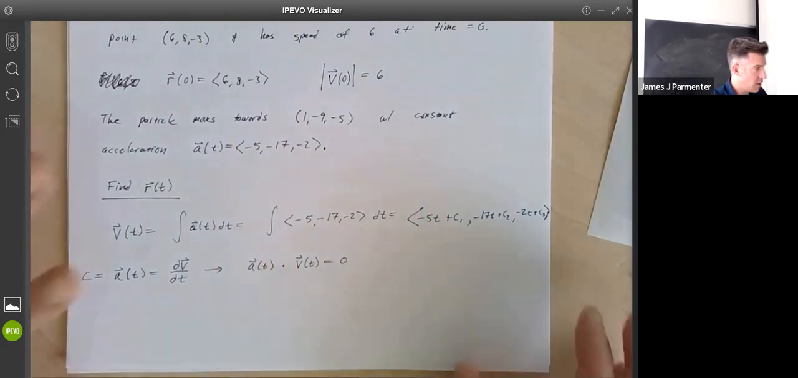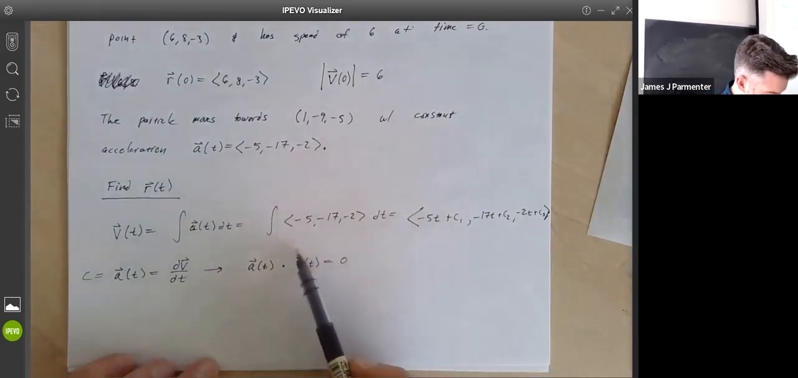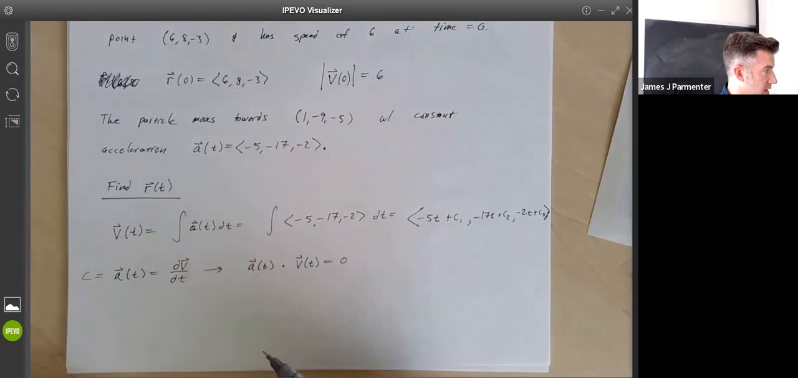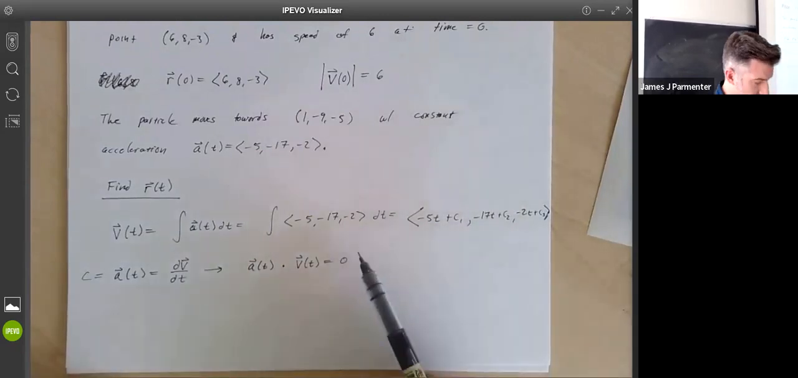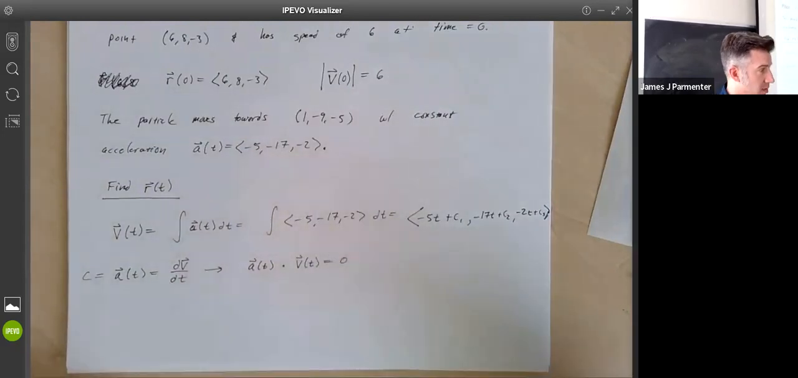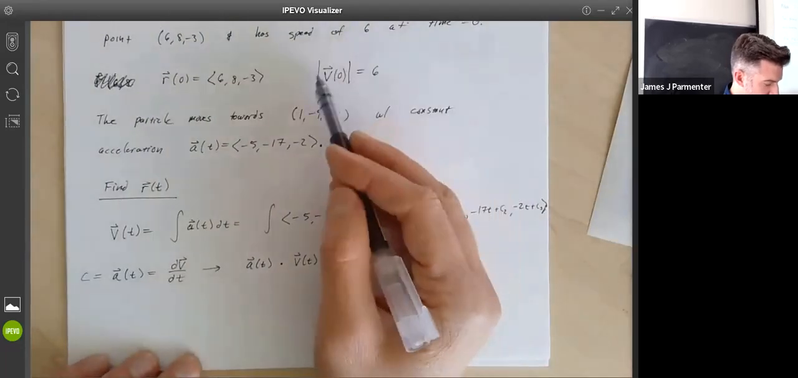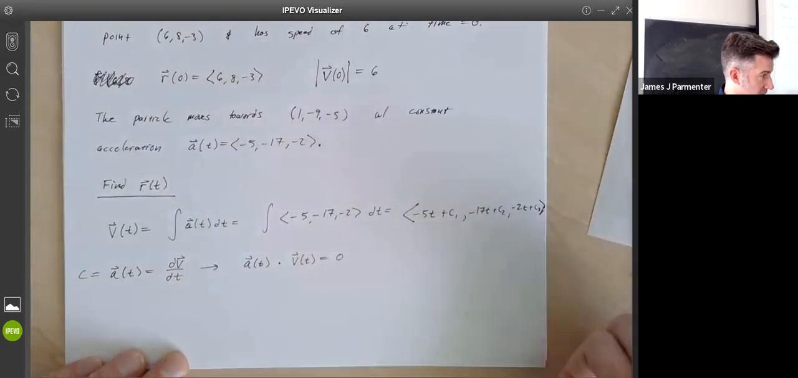Yes, for sure. Because we have a vector and its derivative, and one of those things has a constant length, their dot product has to be 0. Now we're going to use the fact that we know close to what each of them is to get the dot product equaling 0. And we're probably also going to have to use the fact that this has a length of 6.